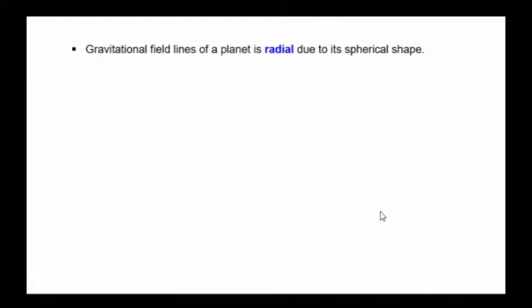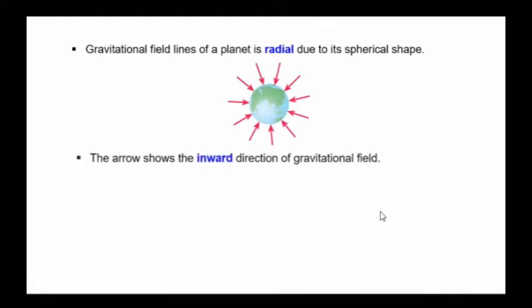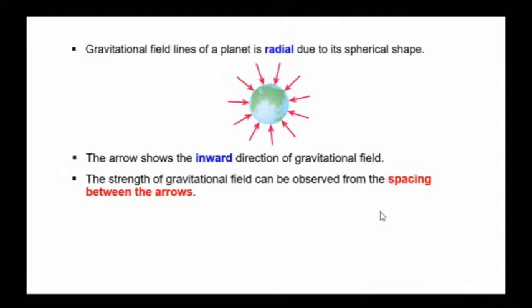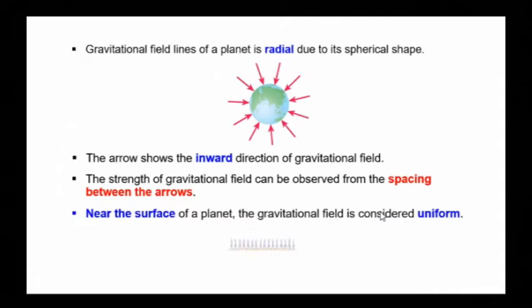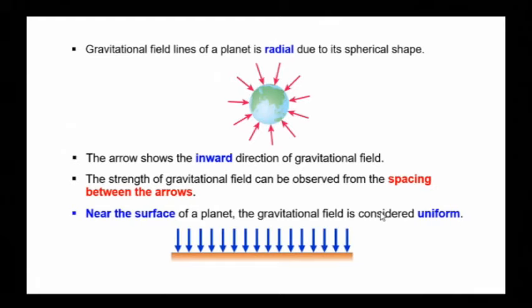Gravitational field lines of a planet are radial due to its spherical shape. The arrow shows the inward direction of the gravitational field. The strength of the gravitational field can be observed from the spacing between the arrows, meaning the field strength is weak if the arrows are far apart. Anywhere near the surface of a planet, the gravitational field is considered uniform.